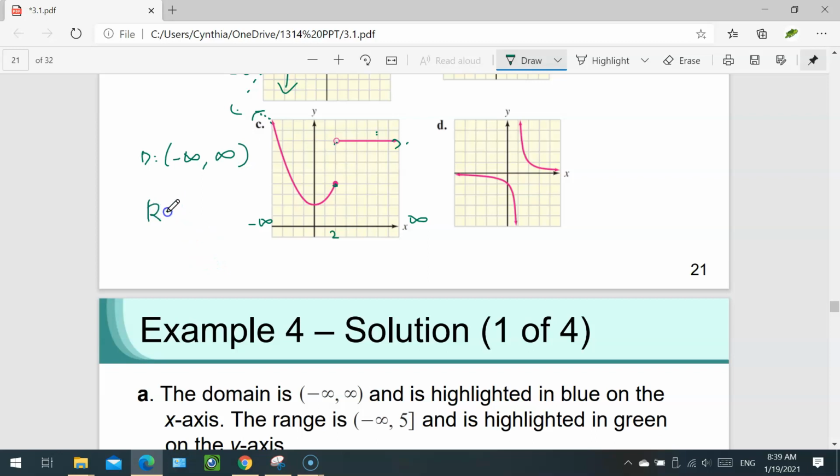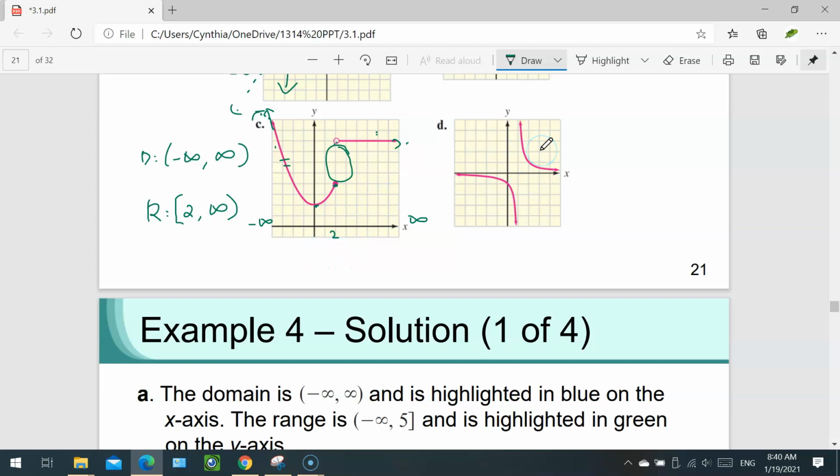The range, the lowest point on the y-axis is here, which is 2. So we put a bracket, 2, comma. The highest point on the y is here. It will continue to go forever. And there is no gap because this y interval here, this graph has been covered. So there is no gap. So the highest point on the y would be infinity.